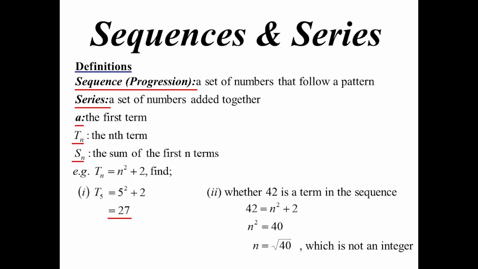And that's just something else we've got to get used to, explaining our answers a lot better, rather than just writing things down. Explain why you're doing things. Why am I discounting the square root of 40? Well, it's not an integer, that's why I'm discounting it. So therefore, it's not a term.